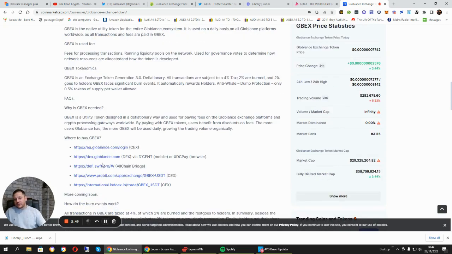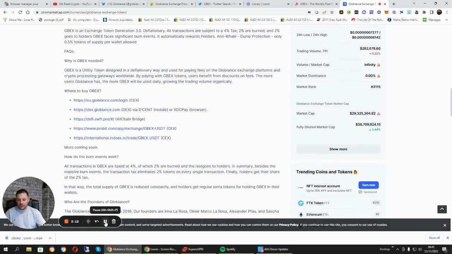So why is GBEX needed? Well, like I said before, I'm big on these utility tokens. GBEX is a utility token designed in a deflationary way and used for paying fees on the Globiance Exchange platforms and crypto processing gateways worldwide. By paying with GBEX tokens, users benefit from discounts on fees. The more users Globiance has, the more GBEX will be used daily, growing the daily trading volume organically.